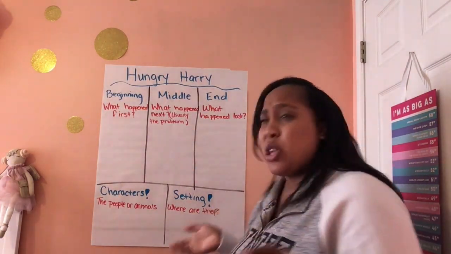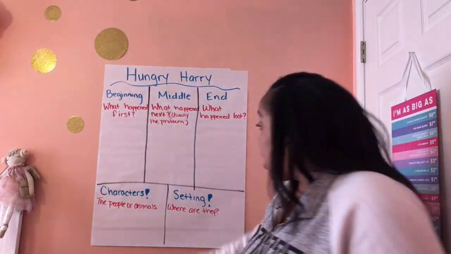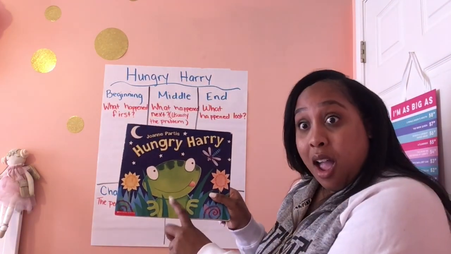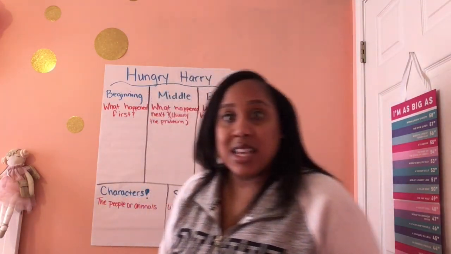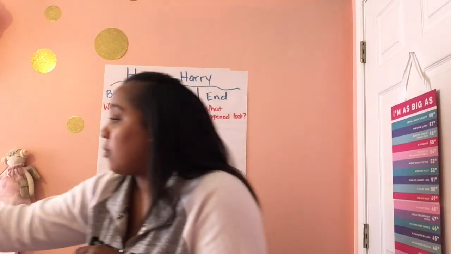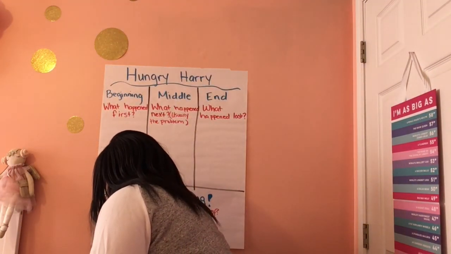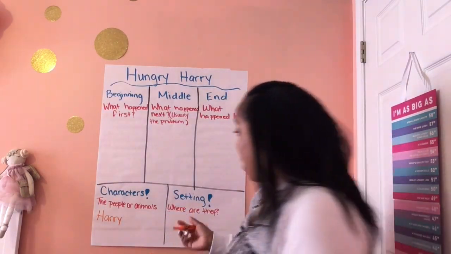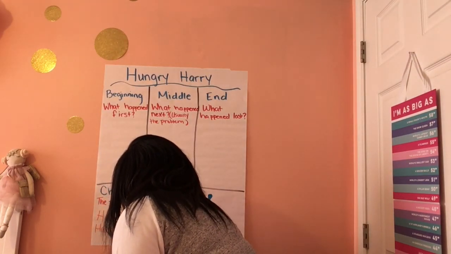Who were the people or animals? Were there people in this story? No, there weren't any people in the story, but there were animals. Think about the animals that you saw in this story. Yeah, a frog, right? And his name was Harry. So, Harry is a character. What about his mom? Yeah, his mom was in the story. So, Harry's mom.